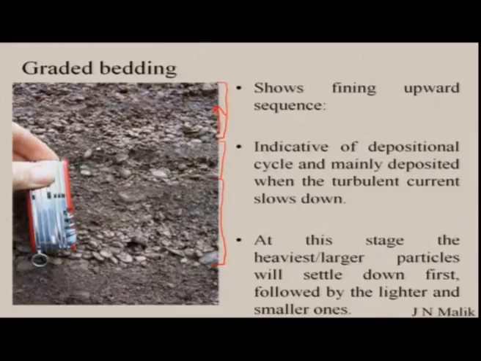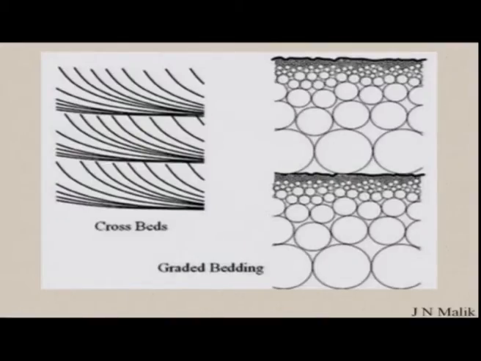So, we have at least 3 sequences of deposition in this one. Flow conditions started turbulent, slowed down, and then turbulent again, and slowed down. So we are having different cycles here, which you can also identify if you understand the graded sequence in nature. This is an example of a graded sequence.